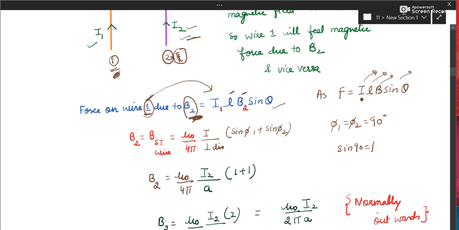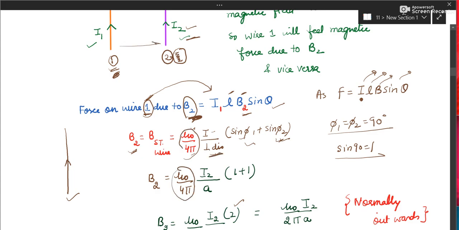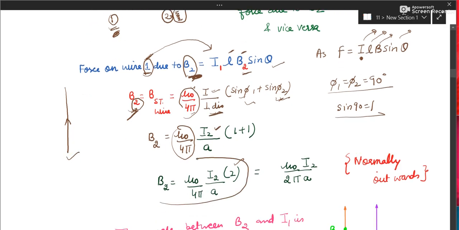So, now coming to this B2. B2 you pick up. What is B2? B2 is the magnetic field of the second wire. What is the second wire? Second wire is a straight wire. So we know the formula mu naught by 4 pi, I by perpendicular distance, sin phi 1 plus sin phi 2. Phi 1, phi 2, 90, sin 90 is 1, 1 plus 1 is 2. Mu naught by 4 pi is mu naught by 4 pi. Perpendicular distance let us take as L between these two wires. What is I? I will be of this, 2's current, so it is I2. So my B2 is also ready.